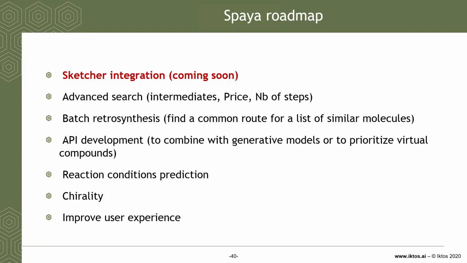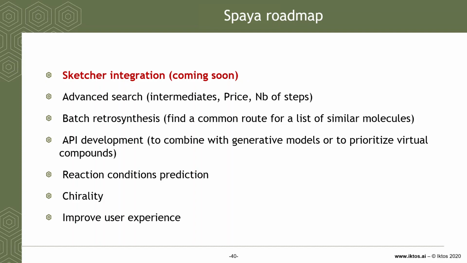So what do we have today? What will we have tomorrow? I think it's interesting also to go through our roadmap. Currently, you have to copy paste the SMILES onto the interface. I will show you just afterwards, but the Sketcher integration is in progress. So maybe in 2 weeks from now, you will be able to draw molecules. Also, we are intensively working on the advanced search to be able to put in some intermediates and to limit the search regarding the price of the starting materials and the number of steps.